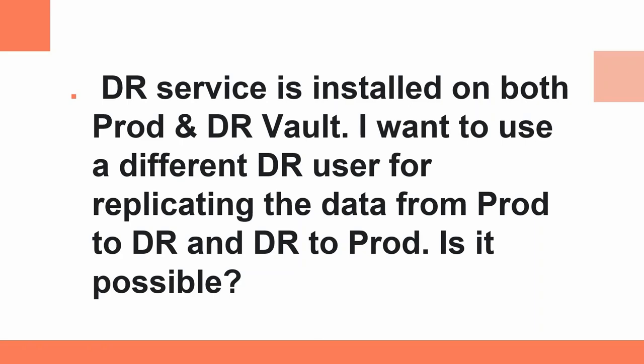I think the DR failback user is doing that task. But still, it's using some user to authenticate. How are you replicating? Let's suppose your production A server is your production, and B server is your DR vault. We have done a DR drill, and now B server has become active, has become production, and A server has become DR, vice versa. Now I want to replicate the data, because new data is there on your DR, which is acting as production. How will I replicate the data from your DR, which is acting as production, to the A server? And I want to use a different user for replicating from production to DR and DR to production.